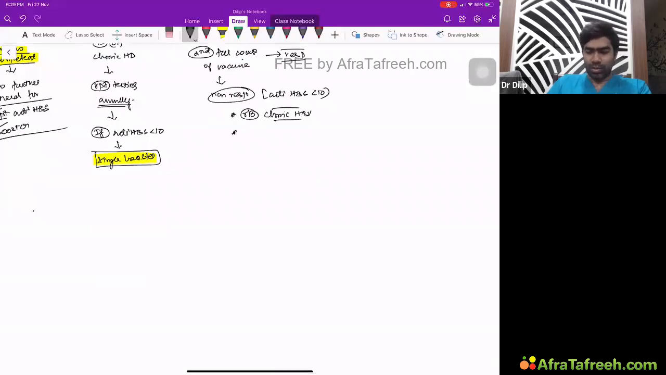The second thing is, once you have ruled out chronic HBV, there is no need of any further vaccine. There's no need of any further vaccination, because there was no response to the vaccine twice. So why would you need it?